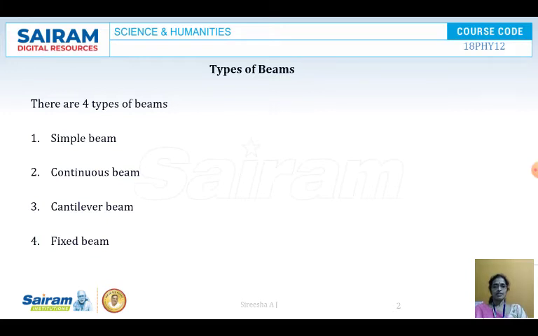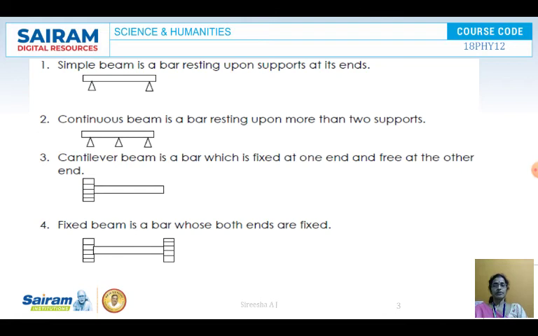Now we will see what a simple beam is. See here, the simple beam is a bar resting upon supports at its ends. So a simple beam has a support at both the ends: a bar resting upon supports at its ends. It is nothing but a simple beam.